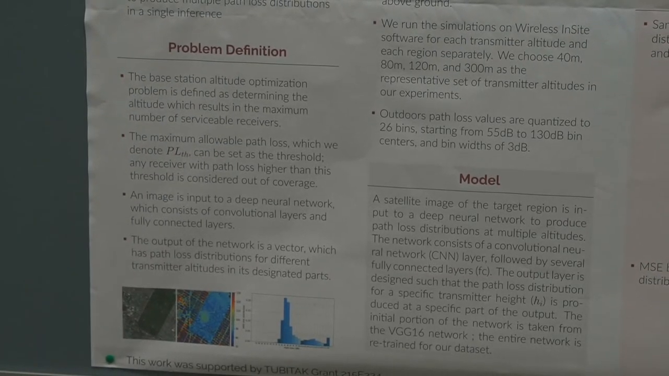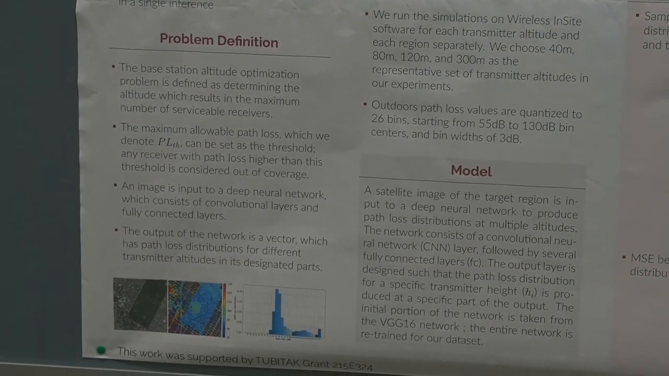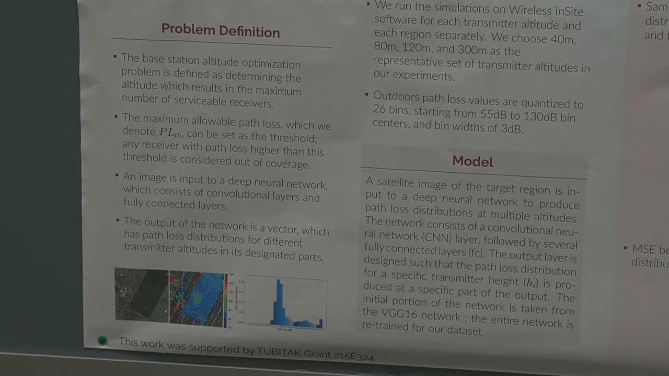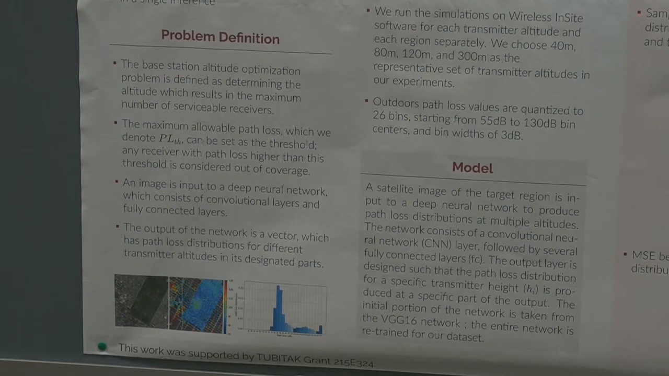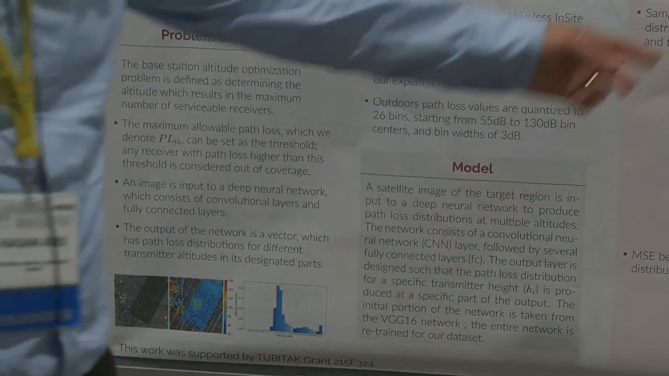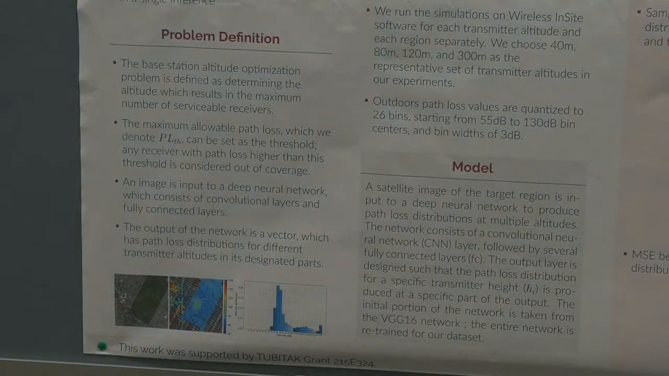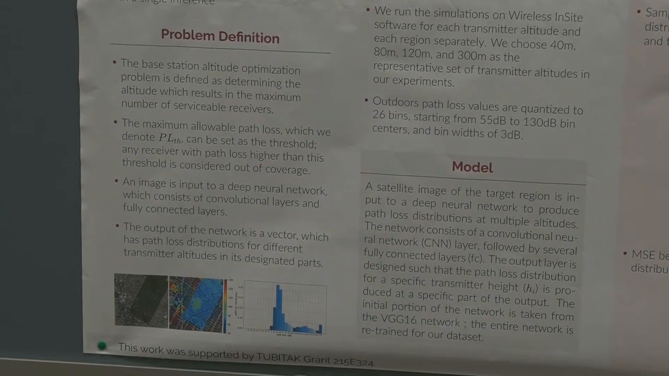With this path loss heat map, we have the ground truth path loss distribution. The path loss distribution is shown here. And we use this ground truth data to train our model. Our deep learning model is a regression network, a VGG network.